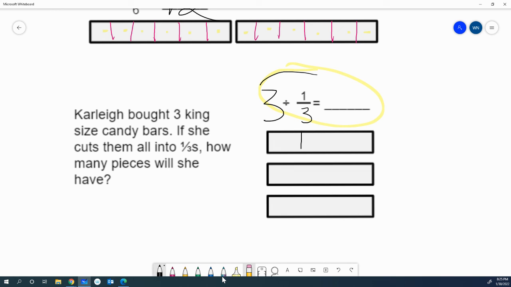So let's go ahead and divide up our candy bars. 1 line, 2 line, 1 line, 2 line, 1 line, 2 line. Let's count up how many pieces we have. 1, 2, 3, 4, 5, 6, 7, 8, 9. We've got 9 pieces. If we divide those 3 king-size candy bars up into thirds, we've got 9 pieces of candy bar. Double check your work and make sure your work matches mine.